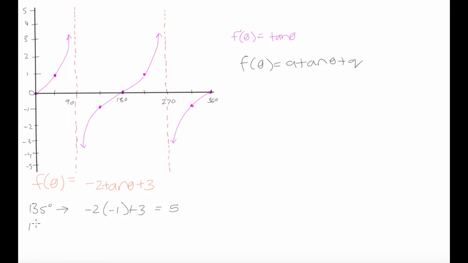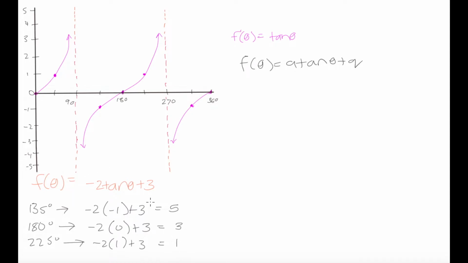Now what about 180? At 180 degrees, we know that tan of 180 is 0. And so our function is going to become negative 2 times 0 plus 3. And that is going to be 3. Now let's do 225. Tan of 225 degrees is 1. And so negative 2 times 1 plus 3 is going to give us 1.